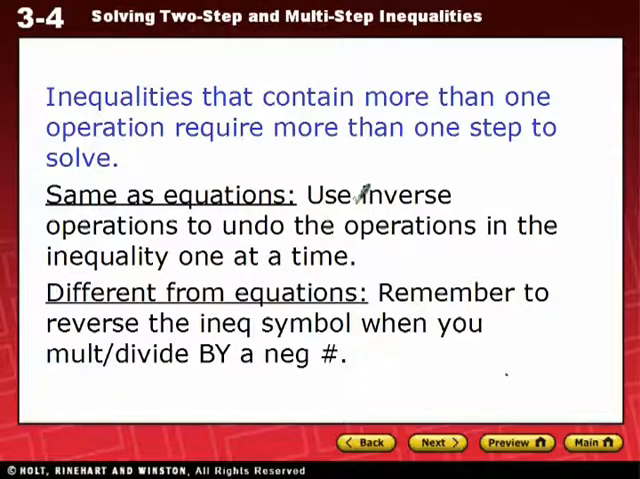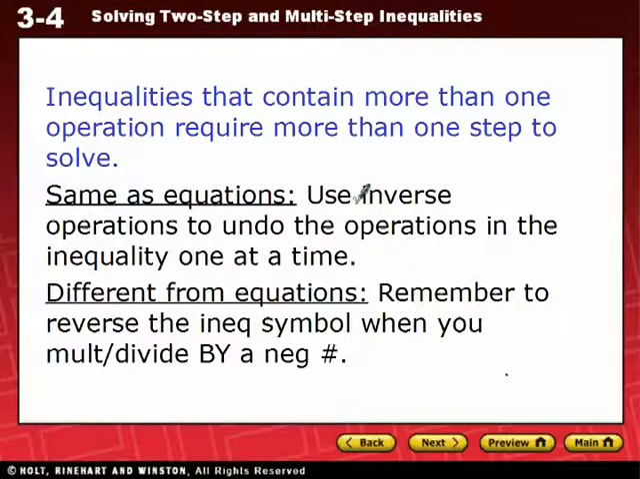Inequalities that contain more than one operation obviously are going to take more than one step to solve. So they're the same as equations in the sense that we still use inverse operations to undo everything in the inequality one step at a time, just like we would with multi-step equations. So there's really not any difference. We work backwards. First we add or subtract to get rid of things that are not attached to the variable. Then we multiply or divide to get the variable all by itself.